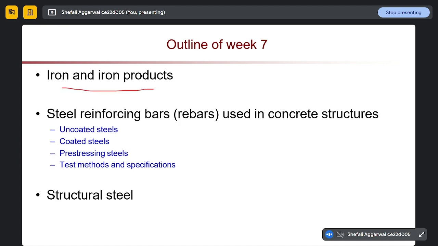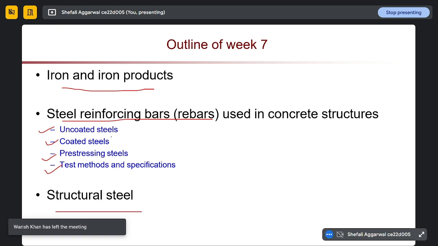what is iron and what are the different products of iron, how we get raw iron as iron ore and how it is generated, and then what are the different types of steel reinforcing bars which are used in concrete structures. Mainly we will study about uncoated, coated, pre-stressing, and what are the different test methods to test our different rebars. And last is the structural steel.